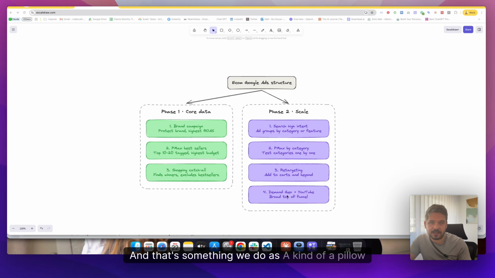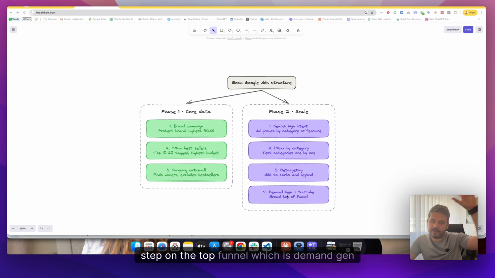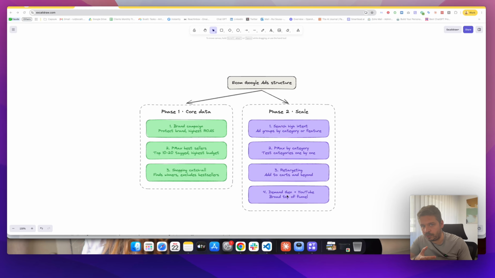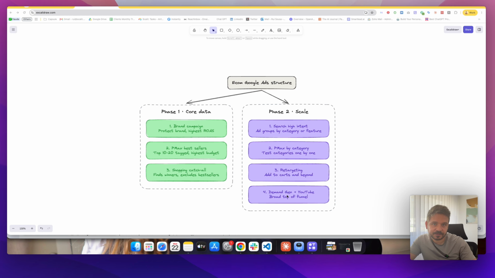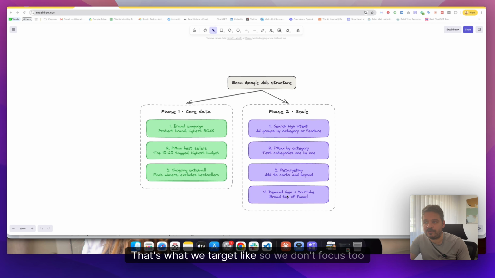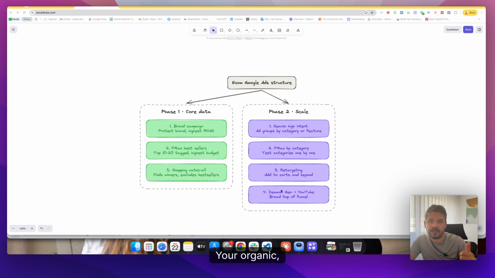And that's something we do as a kind of pillar step on the top funnel, which is Demand Gen, YouTube video ads, everything that can give us the biggest impressions and clicks. That's what we target. So we don't focus too much on conversions at this stage. It's more about trying to reach as many people as possible, because these campaigns, you may not see them as a first step, but they will help your organic and your social ads a lot, with brand recognition, credibility, and more conversion rate, even though you are not just looking for the conversion itself. But this is really important.